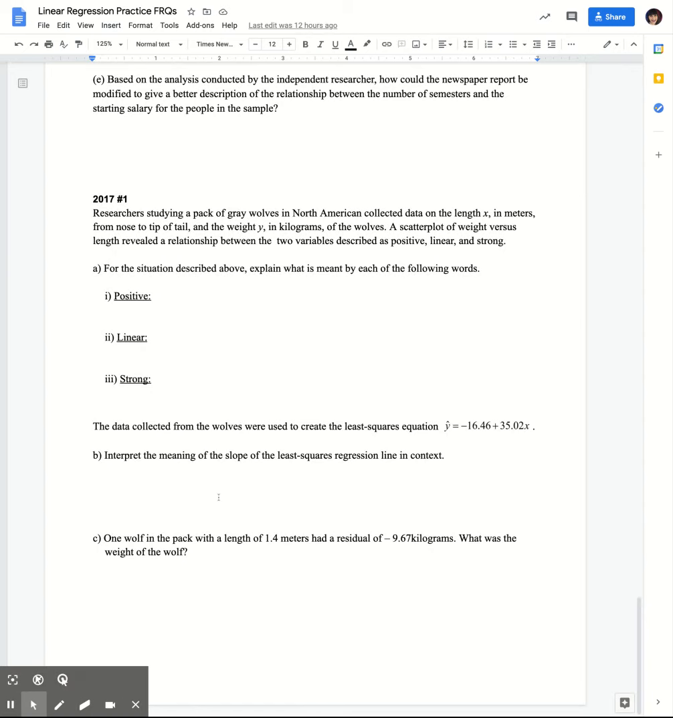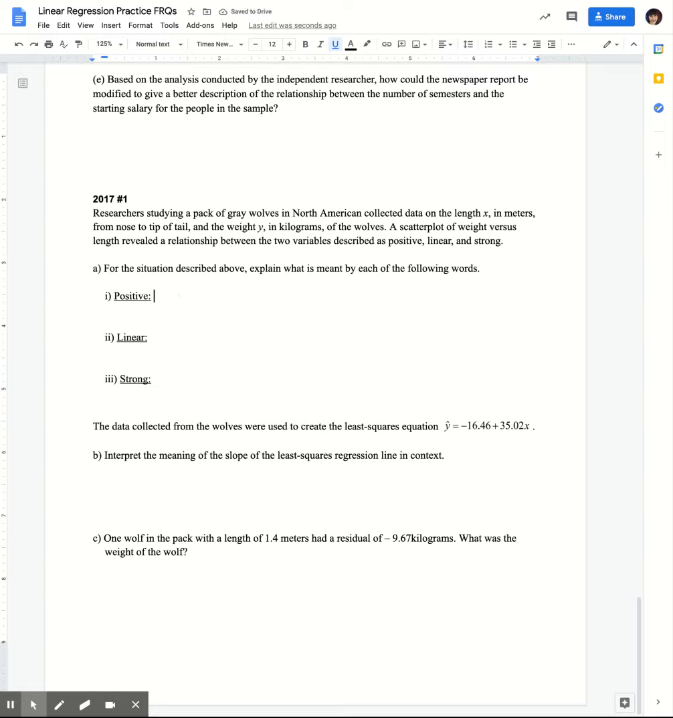All right, folks, so let's take a look at this last free response question. So in this one, we're talking about data for gray wolves, and the two variables that we're comparing are length in meters of the wolves and weight in kilograms. Okay, and then they gave us a description of this relationship. They called it positive, strong, and linear. Okay, so for part A, they're asking to explain what each of these words means.